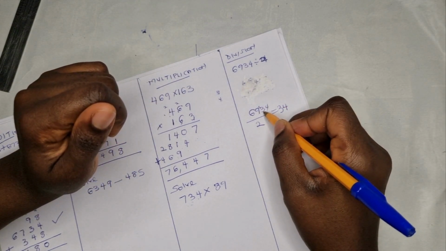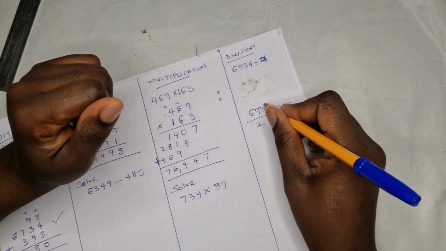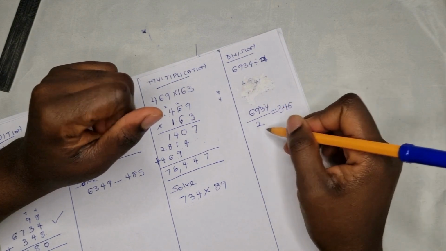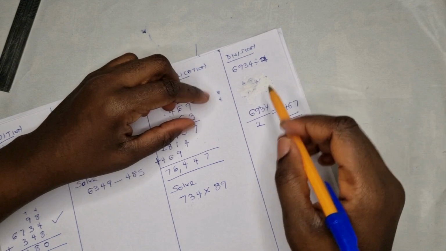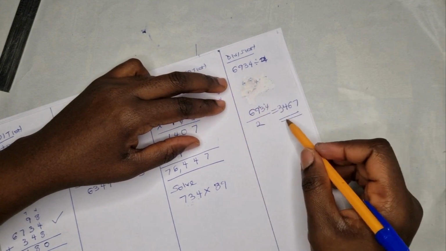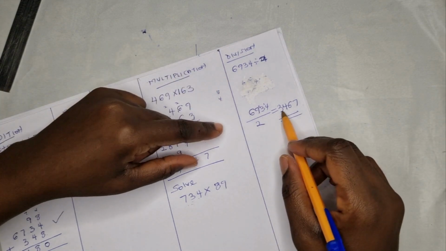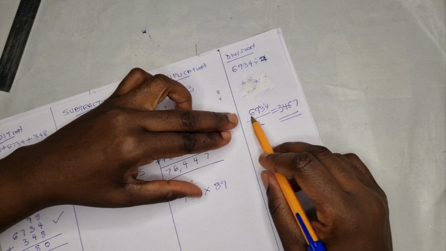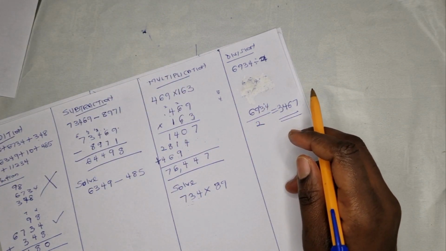That makes this 13. 2 will go in 13. How many times? 6 times. Remainder 1. We put the 1 here, and 2 will go in 14, 7 times. So 6,934 divided by 2 will give us 3,467. That means that if you multiply 3,467 by 2, you will get 6,934.